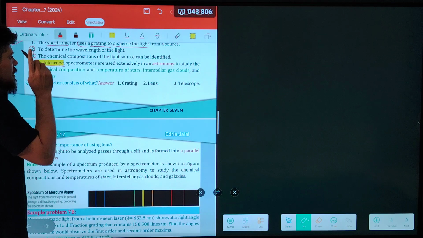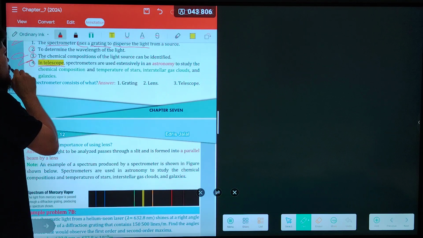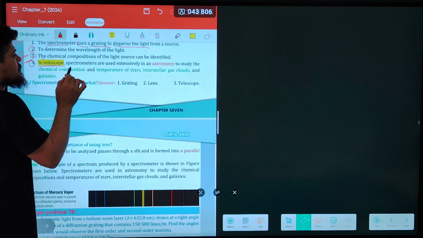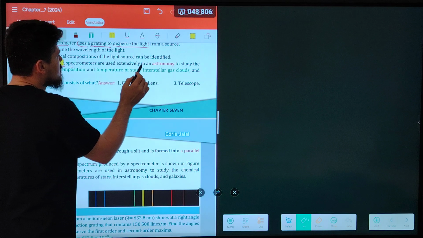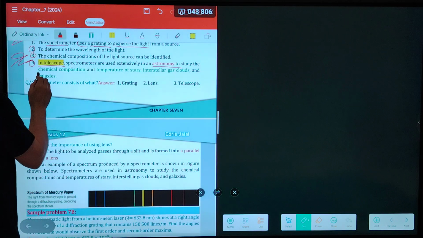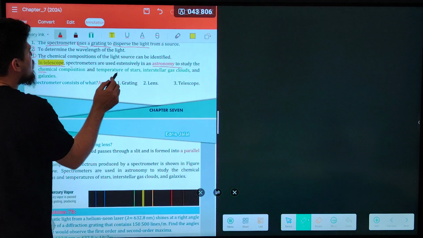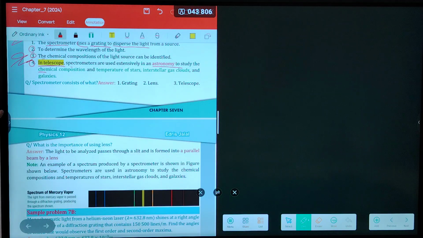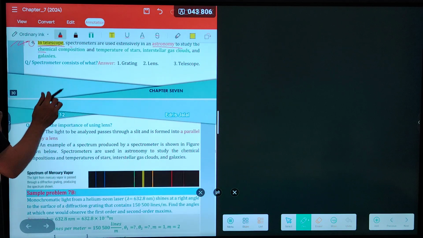Guys, be careful. Number 4 is very important. Spectrometers are used extensively in astronomy, to study what? The chemical composition and the temperature of the stars, interstellar gas clouds, and the galaxies. So these 4 applications are very important for the spectrometer.